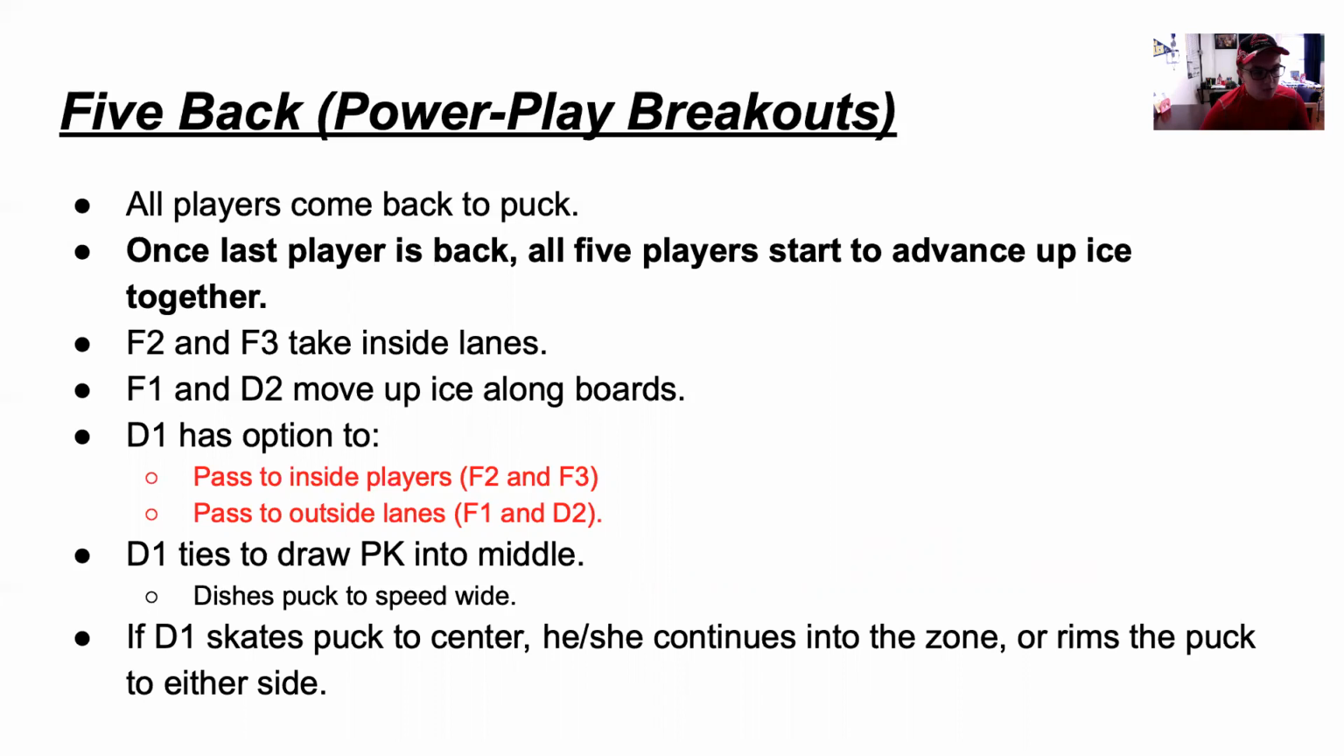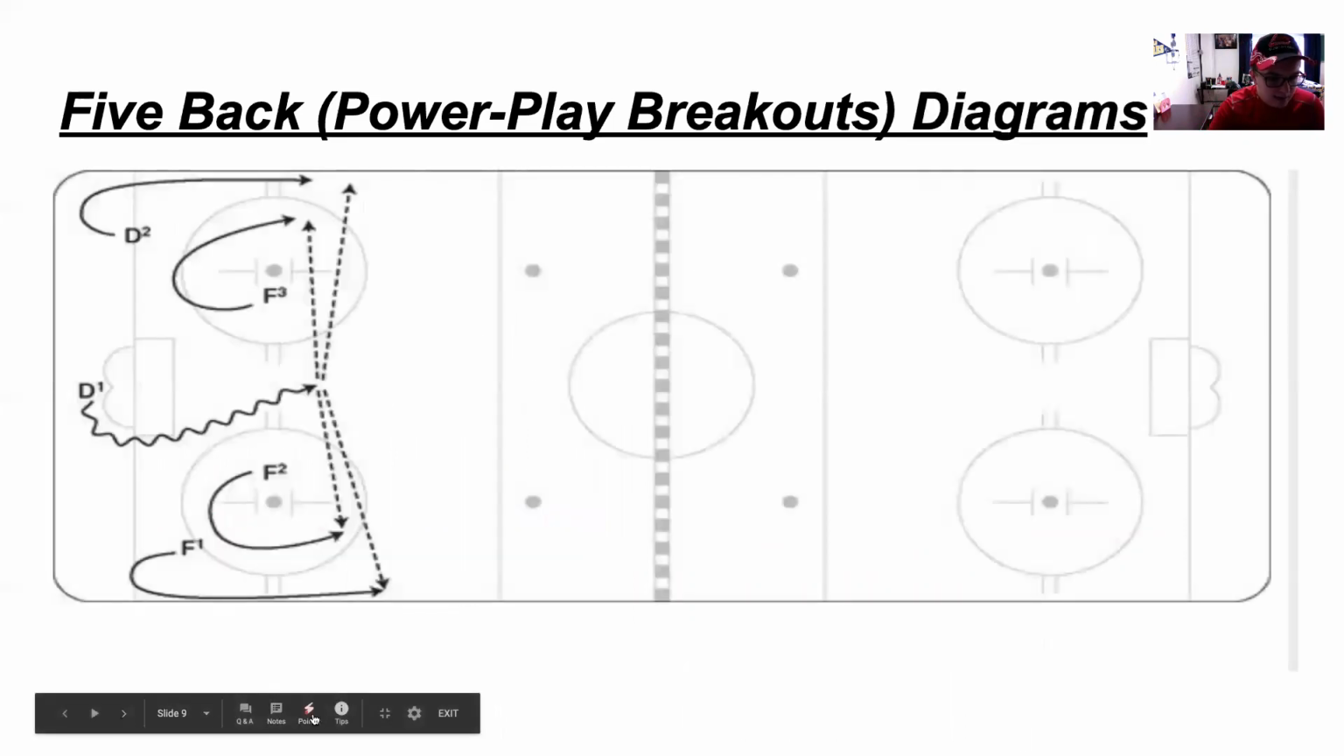D1 has the option to, number 1, pass to the inside players, which are F2 and F3, or pass to the outside players, which are F1 and D2. And from this, D1 tries to draw the PK, which is penalty kill, into the middle, and dishes the puck to speed wide. And if D1 skates the puck to the center, he or she must continue into the zone or run the puck to either side. We're going to take a look at the diagrams here.